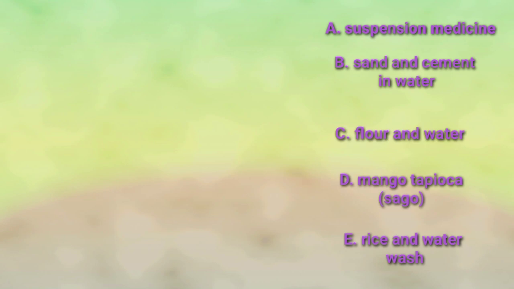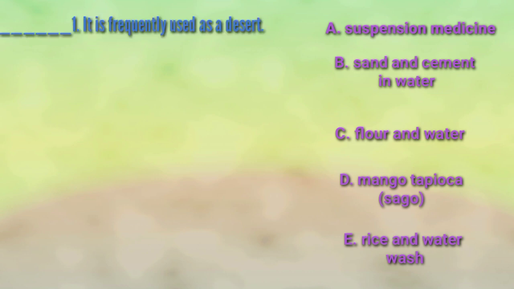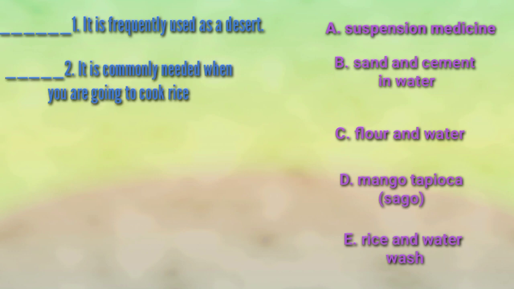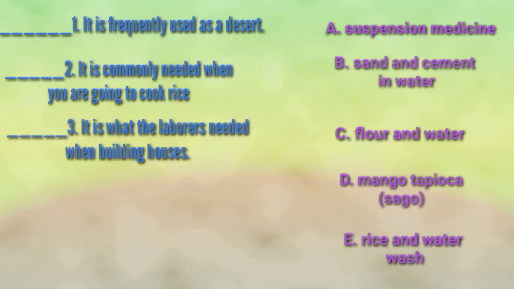From the given choices on the right, look for the common suspension being referred to by the following. Choose the corresponding letter of your answer. Number 1, it is frequently used as a dessert. The correct answer is letter D, mango tapioca. 2, it is commonly needed when you are going to cook rice. The correct answer is letter E, rice and water wash. 3, it is what the laborers needed when building houses. The correct answer is letter B, sand and cement in water.